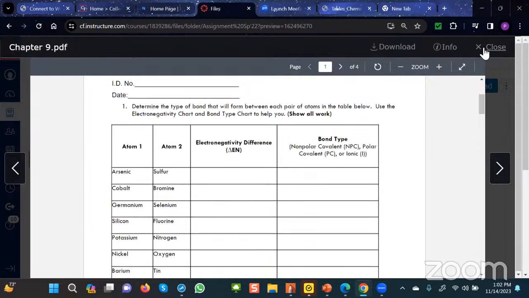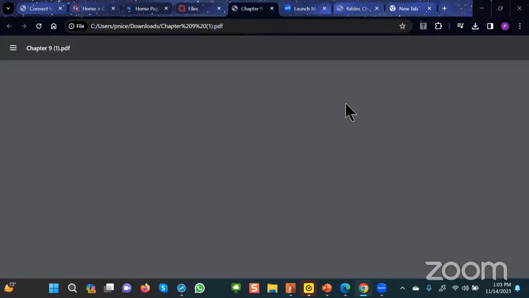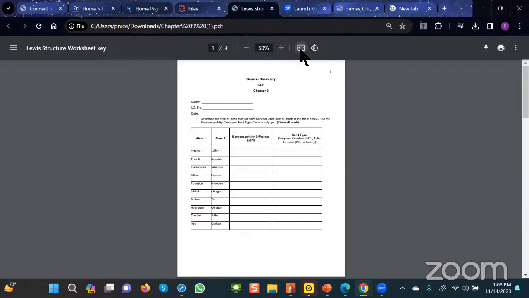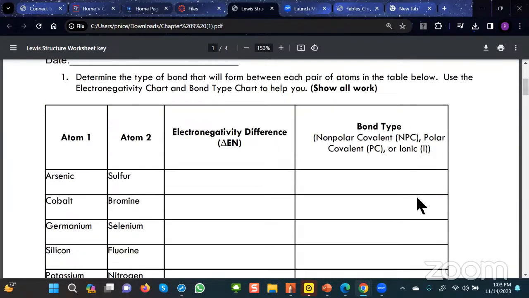And let me just help you with maybe the first two. It's very easy, actually, based on what we just learned in this table right here. Okay, so the question here is asking for you to determine the type of bond that will form between the atoms indicated on the left, atom 1 and 2, and use the electronegativity chart and the bond type chart to help you, right? So let's look at the first one, the first pair, arsenic and sulfur.